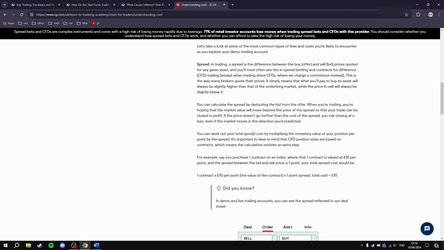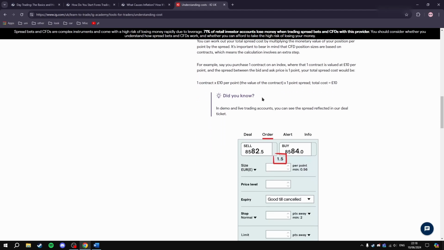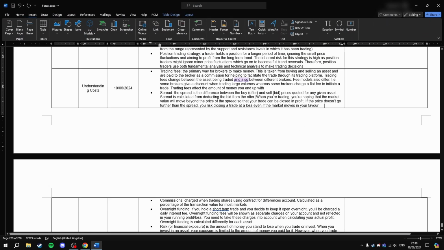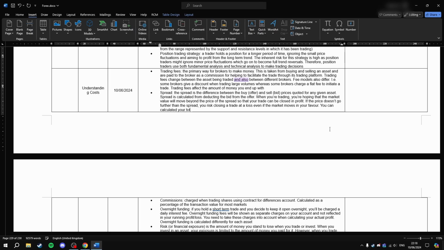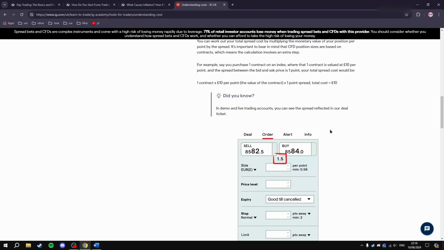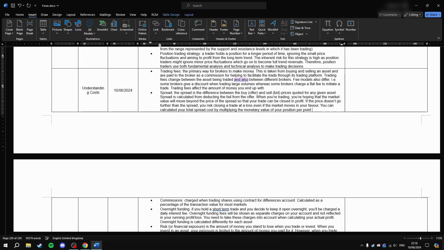And then we also work out your total spread cost by multiplying the monetary value of your position per point by the spread. So you can calculate your total spread cost by multiplying the monetary value of your position per point by the spread.